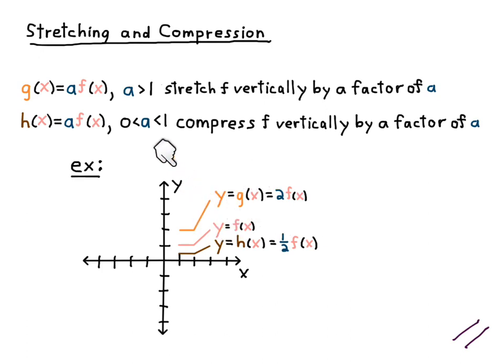And then for the second case, where the coefficient is between 0 and 1, it compresses f vertically. So here's f, it compresses it. It shrinks it towards the x-axis. So x coordinate 1, y coordinate 1 becomes x coordinate 1, y coordinate a half. X coordinate 2, y coordinate 1 becomes x coordinate 2, y coordinate a half, right? X coordinate 3, y coordinate 2 becomes x coordinate 3, y coordinate 1.